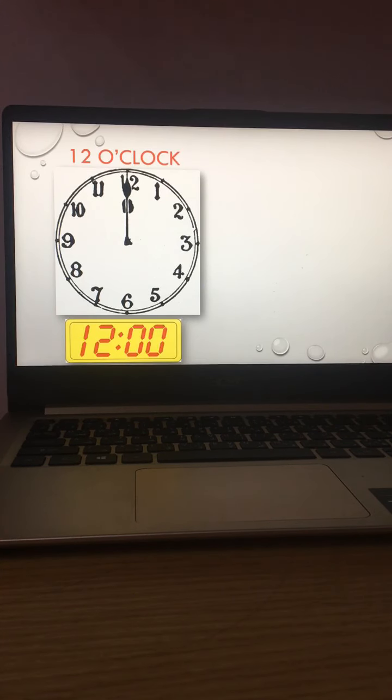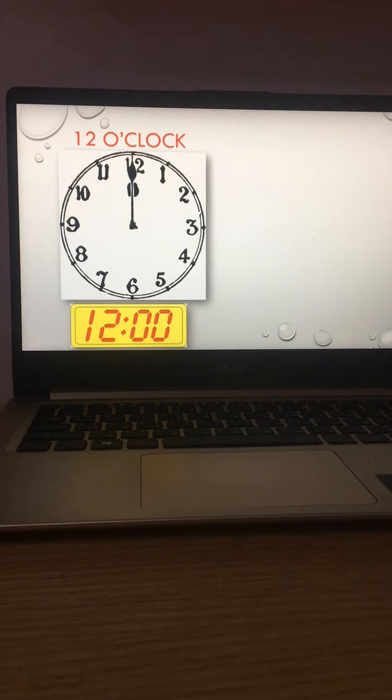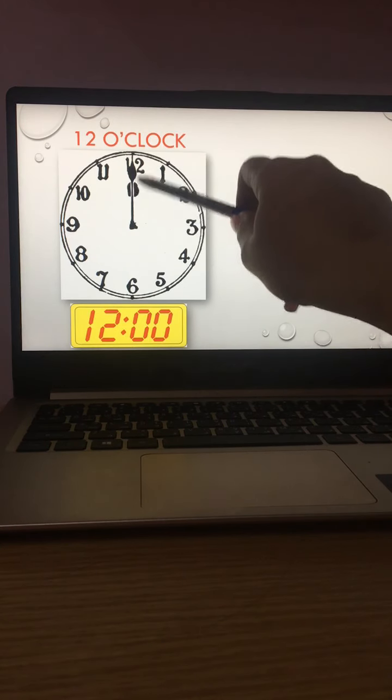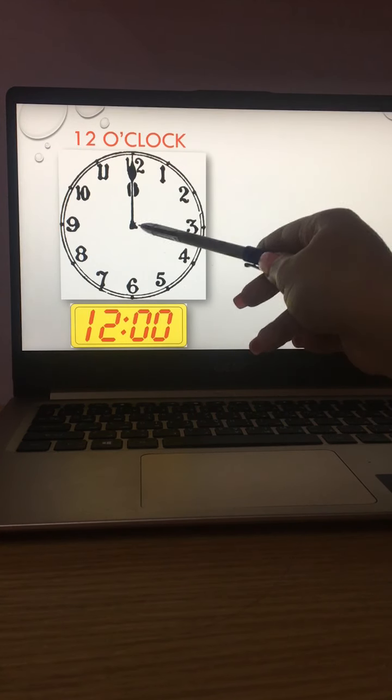Okay, this is the first example we have. The minute hand and the hour hand are both pointing to 12. Okay, they are both pointing to 12. So what time is it? We say it's 12 o'clock.